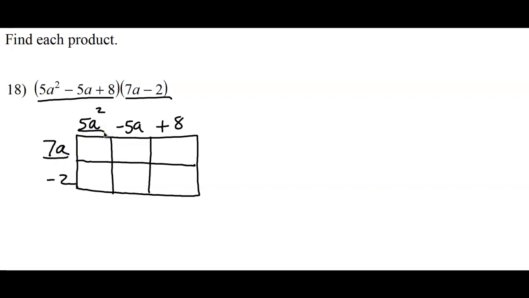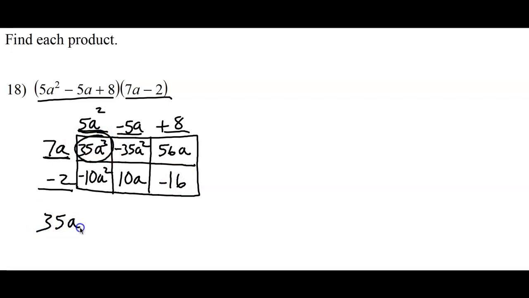7a times 5a squared is going to be 35a cubed. 7a times negative 5a is negative 35a squared. 7a times 8 is 56a. Negative 2 times 5a squared is negative 10a squared. And we'll just keep doing this multiplication here as we go. So I've got 35a cubed. That takes care of that one.